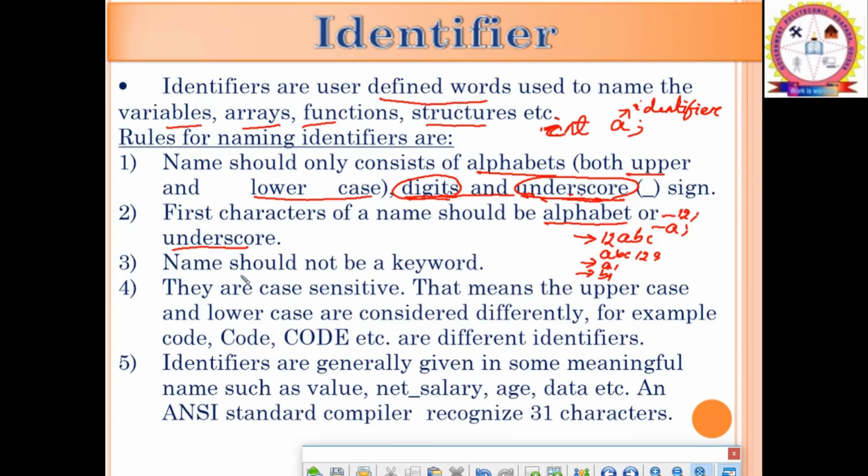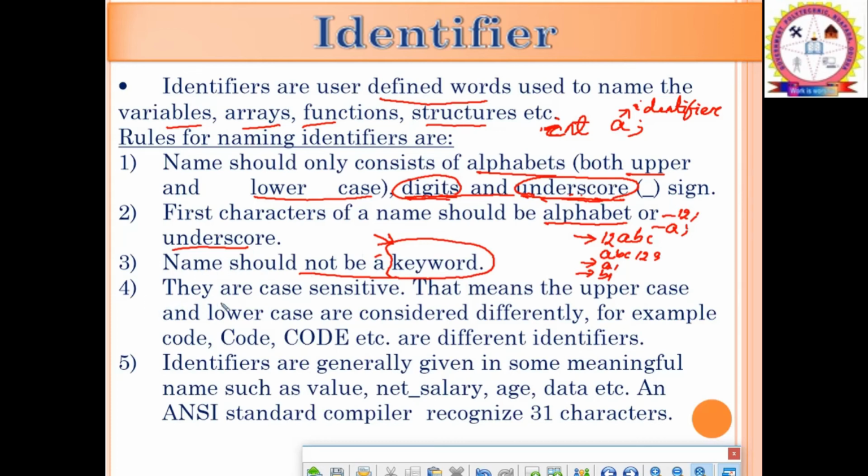The third one is the name should not be a keyword. Keywords we have already studied: 32 plus 12, 44 keywords. We cannot give an identifier name like a keyword, because a keyword has a specific meaning and specific function in the C language. So we cannot use a keyword as an identifier.